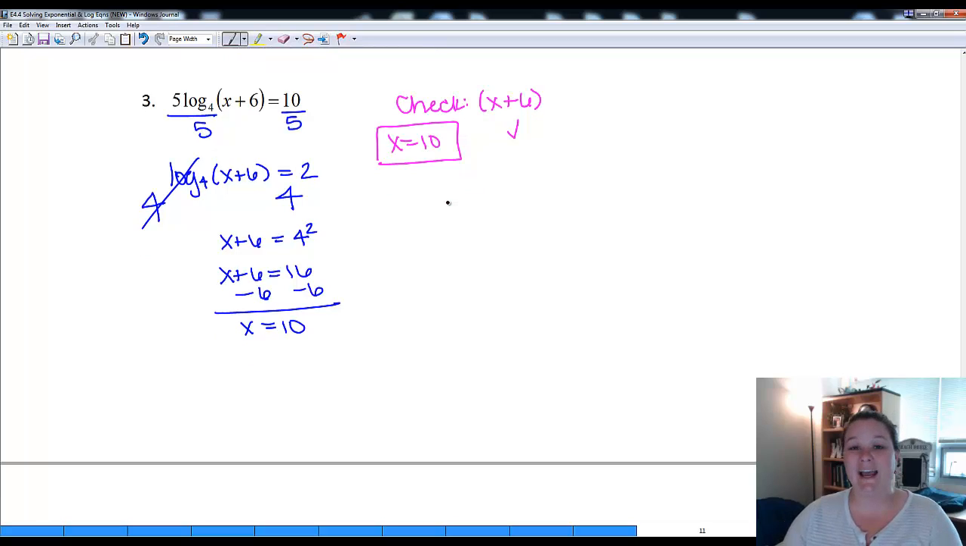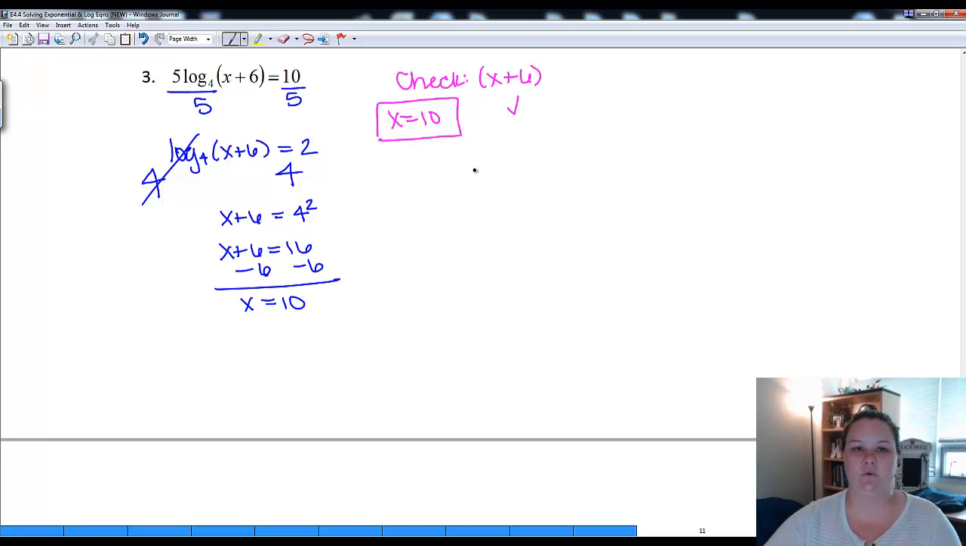Number 3, we first have to isolate the log by dividing off that 5. When I divide off that 5, I get log base 4 of x plus 6 equals 2. Now I don't have a log base 4 on this side that I can cancel, so I have to use exponential base 4. When I put exponential base 4 here, I can cancel it out on the left. Exponential base 4 on the other side just leaves me with a 4 squared, which is 16. So then I can go ahead and subtract my 6 across and get 10. Notice when I check it with my inside value, it checks out and I get 10. Let's look at one more.